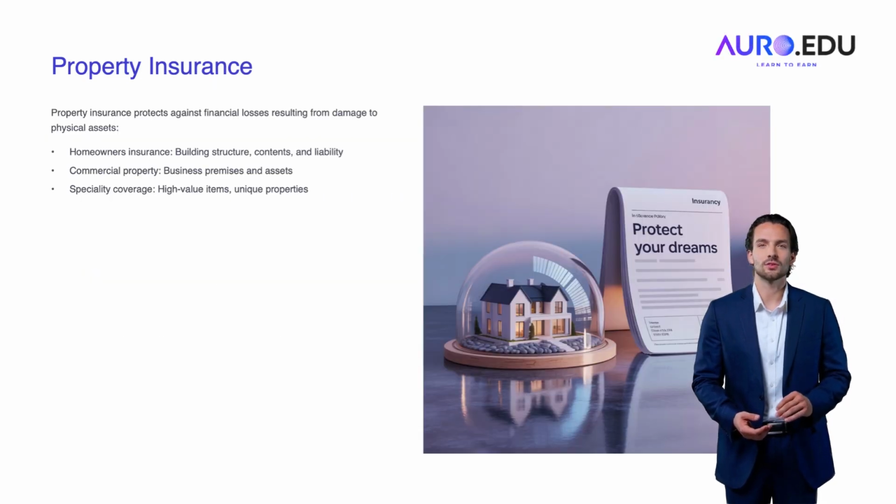Property insurance. Property insurance covers losses to physical assets, whether personal homes or commercial properties. Homeowners insurance typically covers the building, contents, and liability, while commercial policies protect business assets. Factors like location, construction quality, and safety features influence premiums. Climate change is increasing risk exposure, potentially tripling premiums in high-risk areas by 2050. This makes property insurance a key player in climate adaptation strategies.